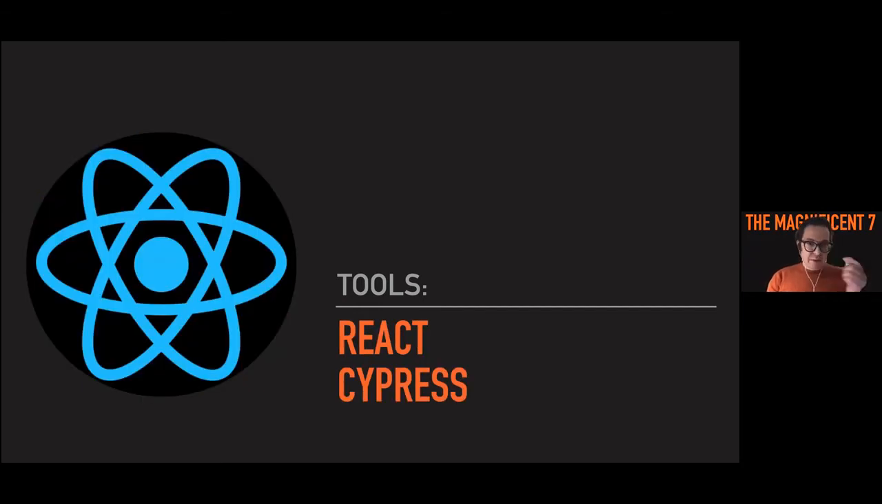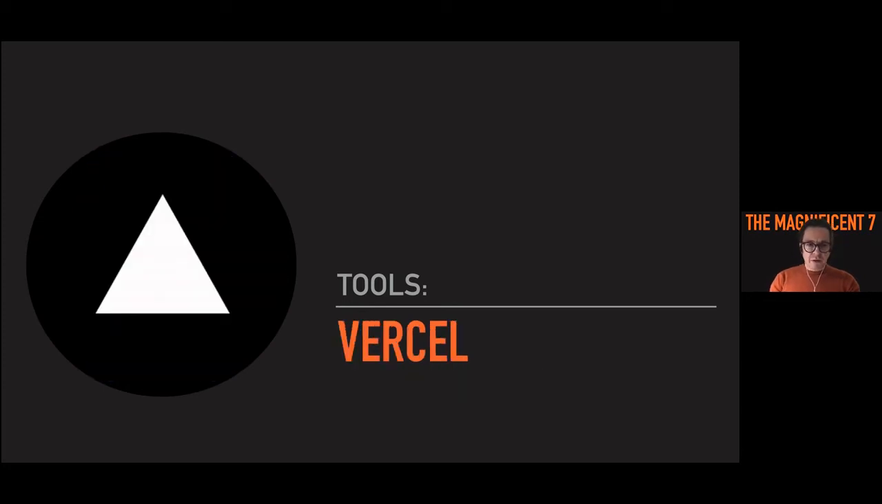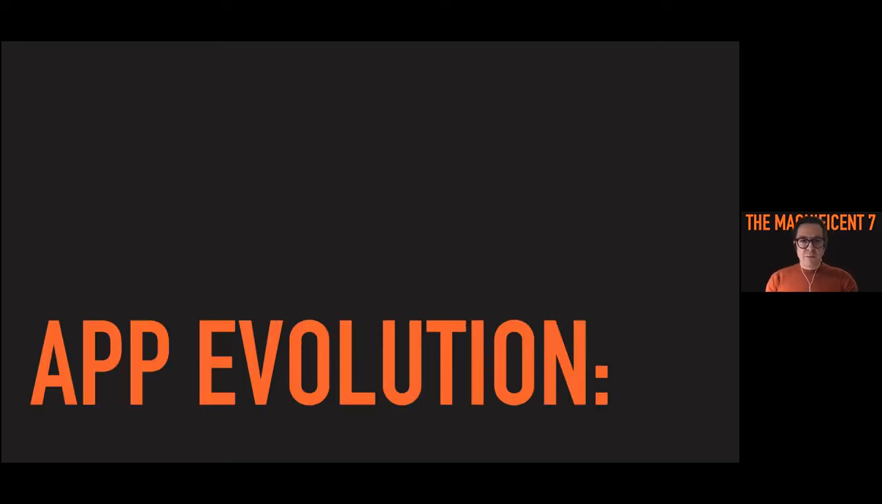Most of us wanted to learn and be more confident with JavaScript and React, so we decided to use that as a frontend. And we used Cypress for testing. To place pins on the map, we used the Google Maps API. And CSS and Bootstrap were used for styling. We deployed the front end to Vercel, which also worked as a continuous integration tool. I will now pass to Becca, who will tell you more about how the app evolved over time.